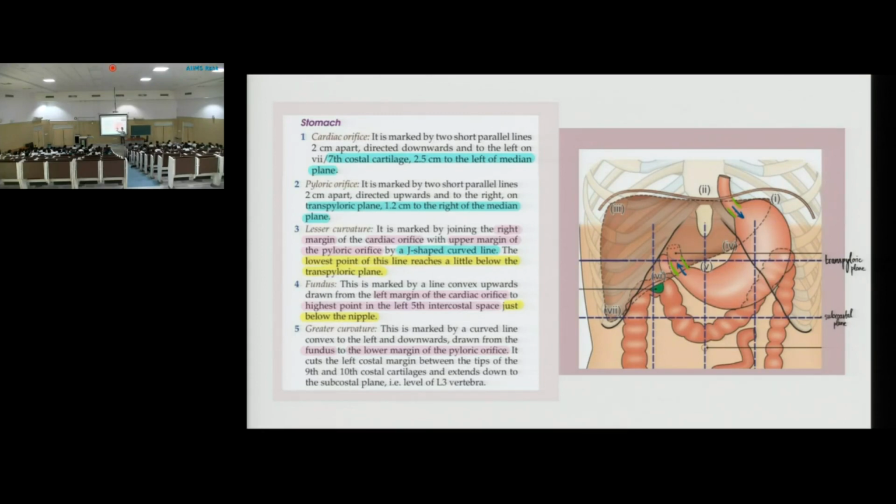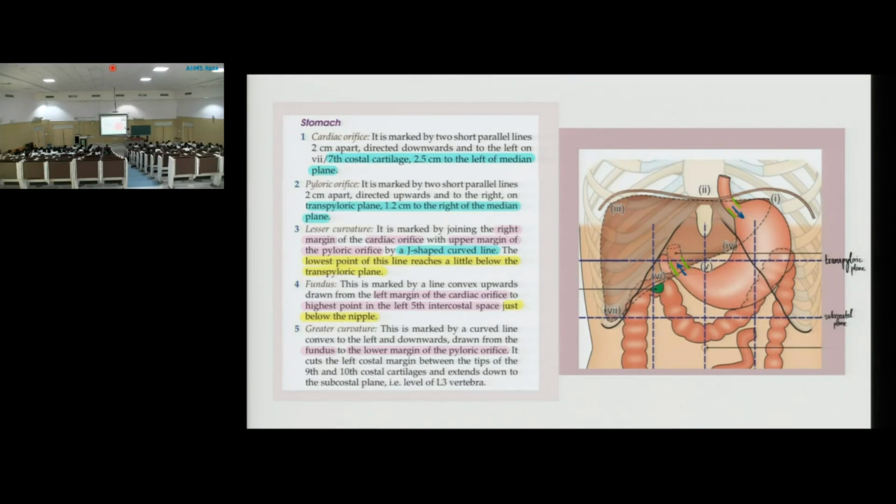The mid part is the transpyloric plane. Why are we discussing the transpyloric plane? What orifice are we discussing? The pyloric orifice. How far is it present from the median plane? 1.2 centimeter to the right of the median plane. On the transpyloric plane, we are able to find the pyloric orifice.